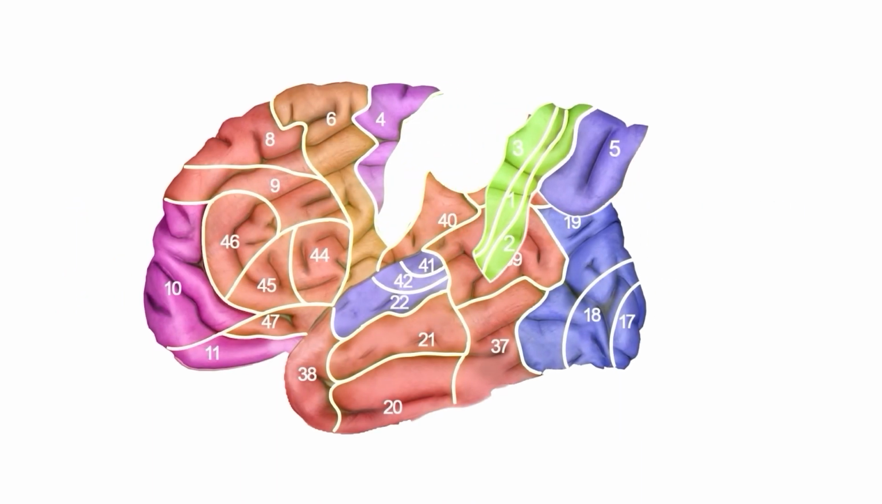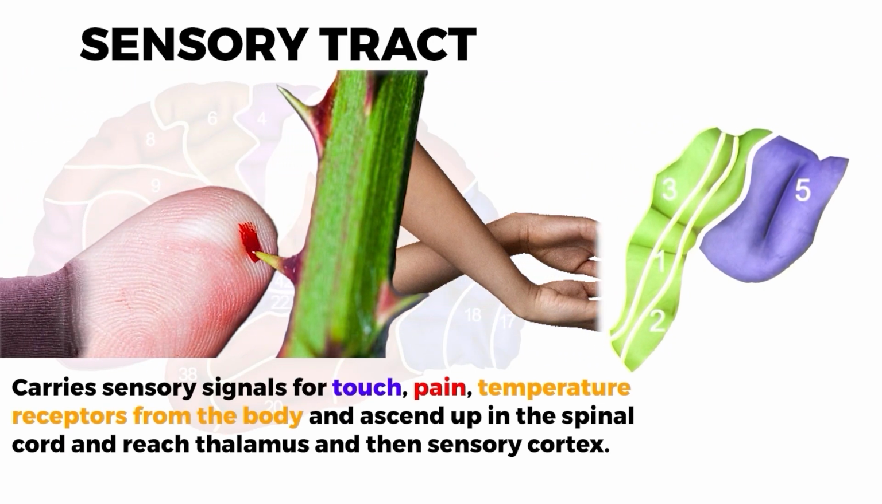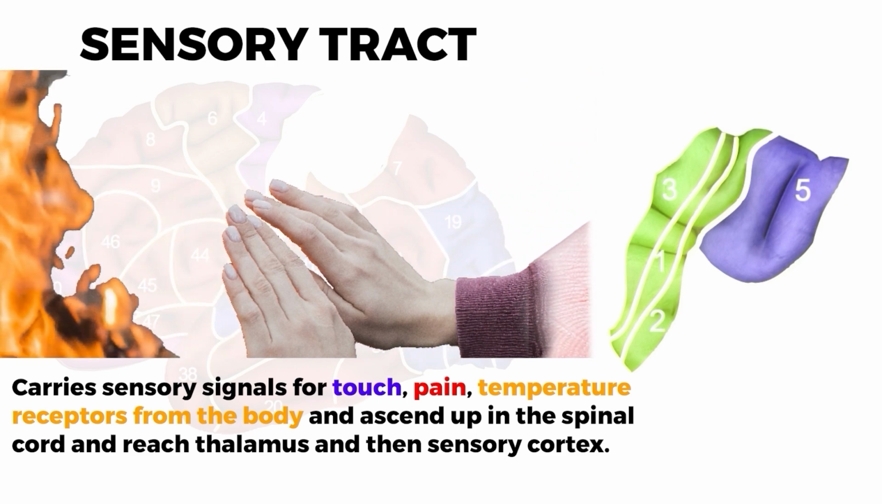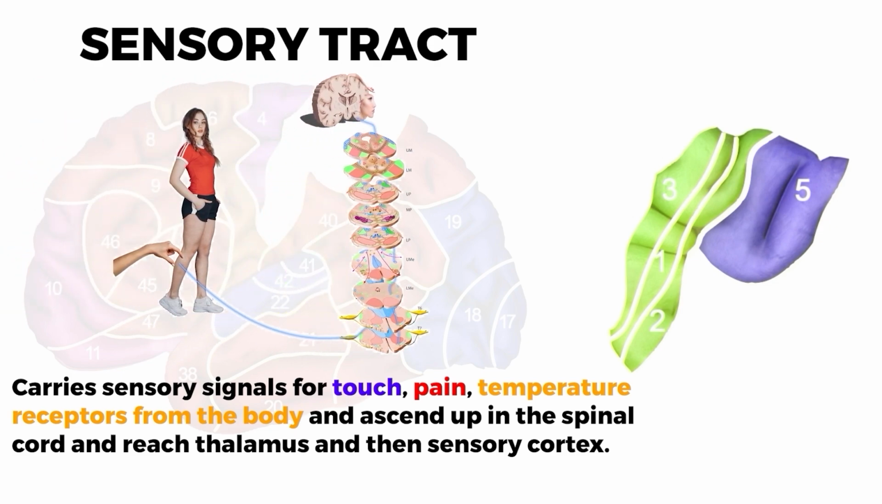Now, functional anatomy. Brodmann has localized various areas and numbered them. Areas 1, 2, 3 are the sensory cortex, which receives signals from the receptors of touch, pain, and temperature through the spinal cord and thalamus, and then reaches the sensory cortex. As it enters the spinal cord, it travels to the opposite side and ascends as the lateral spinothalamic tract.